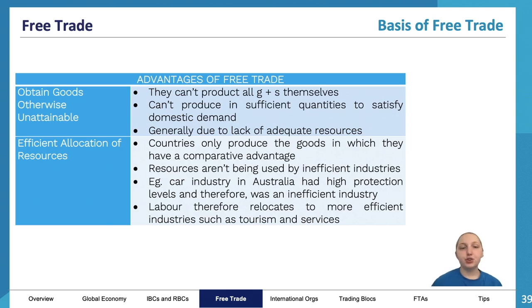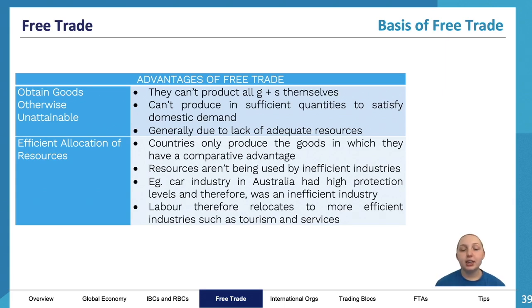When we're thinking about free trade, we want to think about advantages and disadvantages, and why an economy might want to participate in free trade. Now, it may seem fairly self-explanatory, but we'll talk about the advantages anyway. The first is that economies can obtain goods that they otherwise wouldn't be able to produce, or that are otherwise unattainable, because one economy cannot produce every single good and service they need themselves in sufficient quantities to satisfy domestic demand, generally due to a lack of resources. You can't produce every single thing because you just don't have enough labor, don't have enough machinery, things like that.